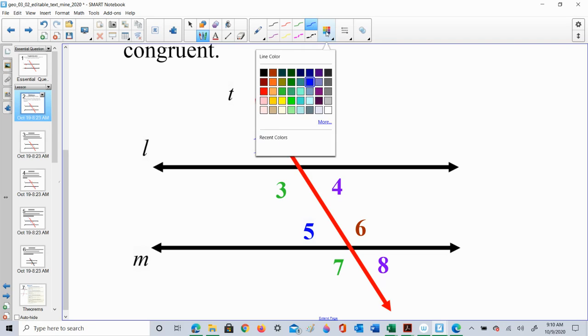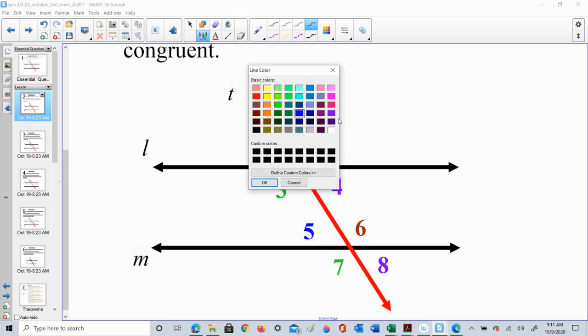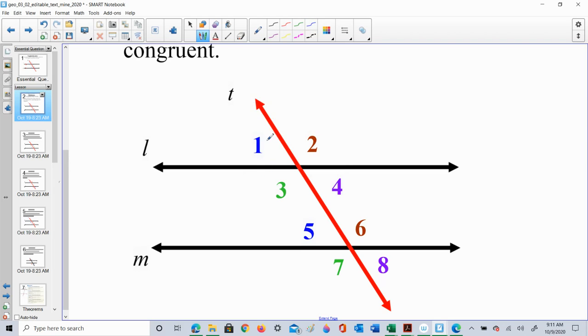And I don't know if I like blue more. And let's go sort of pinkish, right? That works. All right, so corresponding angles, right? We have angle 1 and angle 5. Corresponding angles means that they are on the same side of the transversal, same side of the parallel lines. So 1 and 5 are one pair of corresponding angles.